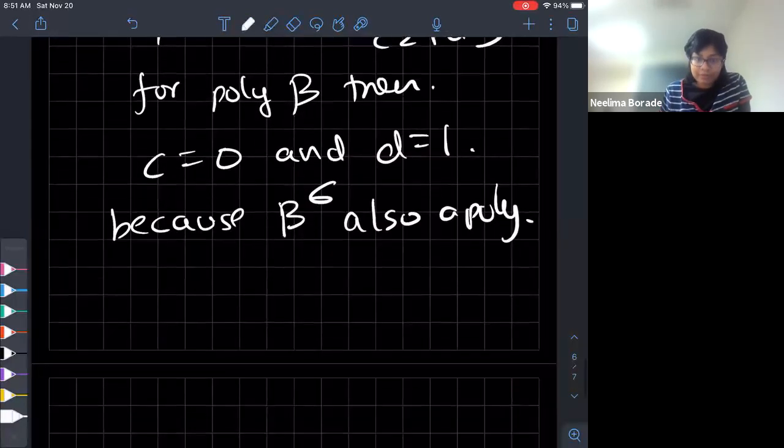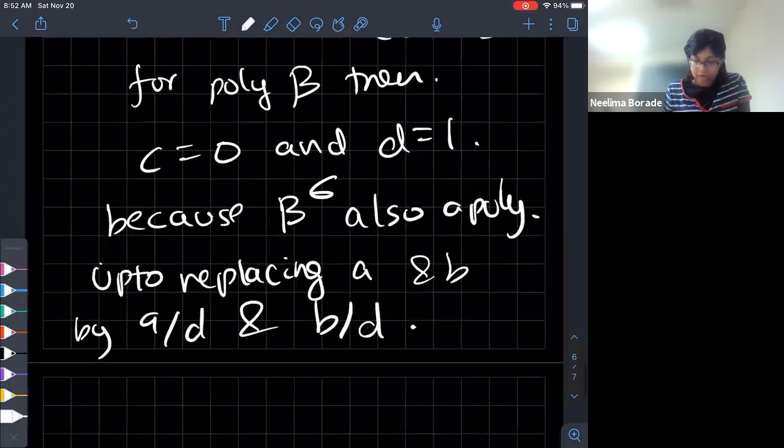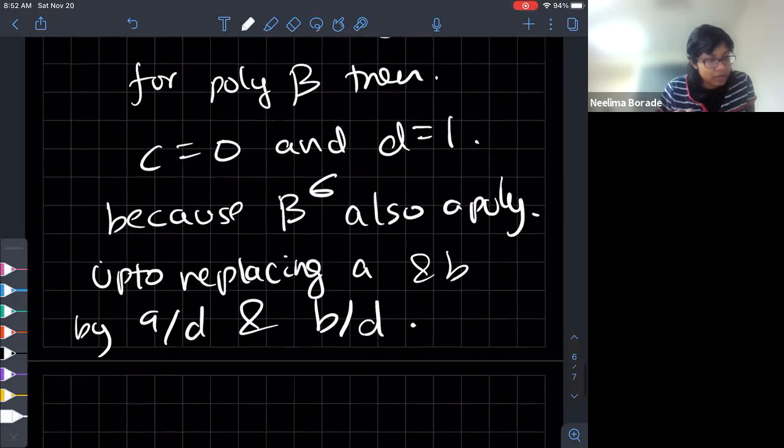And so this is up to replacing A and B by A over D and B over D, and right.